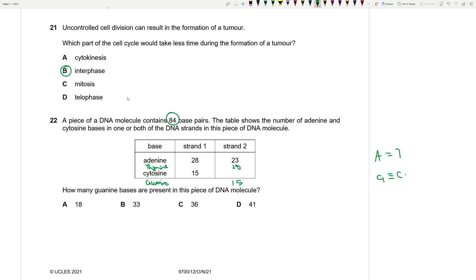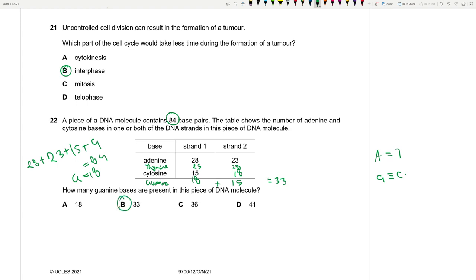Now the logic is a piece of DNA molecule contains 84 base pairs. Okay, so this should be 23, right? All of these need to add up to form 84. So do this. 28 plus 23 plus 15 plus guanine is equal to 84. So 84 minus 28 minus 23 minus 15. Guanine is a value of 18 over here, 18, right? And it should also be 18 over here. It should match. So guanine in total, 18 plus 15, that is equal to 33. Okay, so 22 should be B.